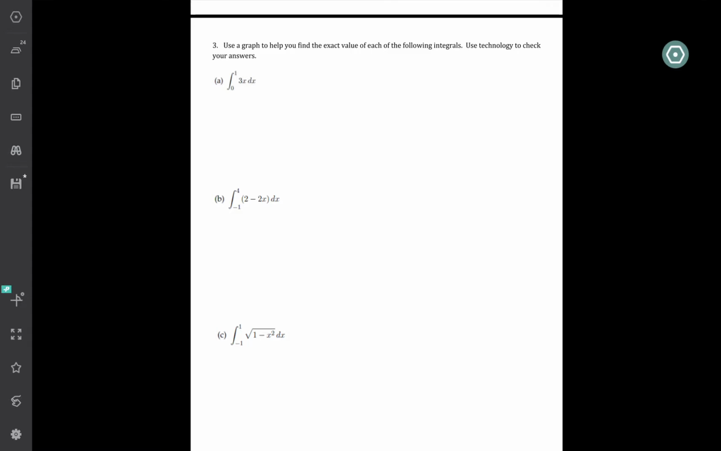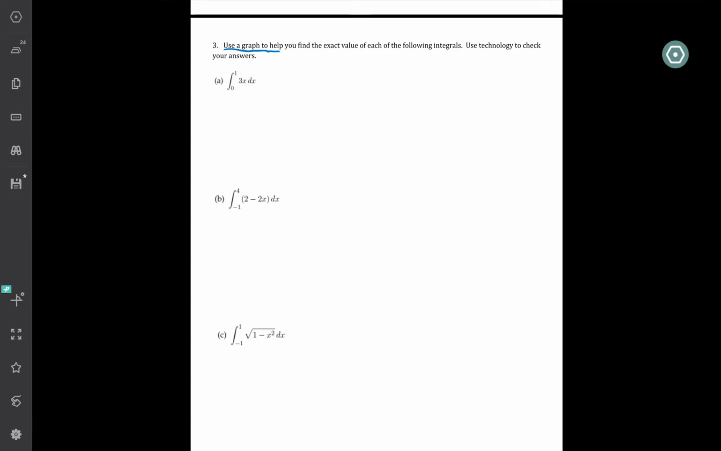Hi everyone. In this video we're going to look at calculating some definite integrals with simple equations involved. So we haven't yet made a connection to how we actually do this algebraically, but we can do a lot of things graphically in this section. It specifically even guides you in that direction in the problem statement. It says to use a graph to help you find the exact value of each integral.